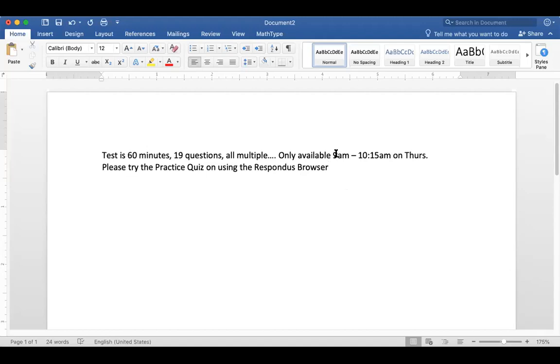So it doesn't matter whether you start right at 9 or whatever, it'll cut you off at 60 minutes, but you'll also be cut off at 10:15. So if you don't start until 10, you'll only have 15 minutes. Please don't do that to yourself. Make sure you get started on time.